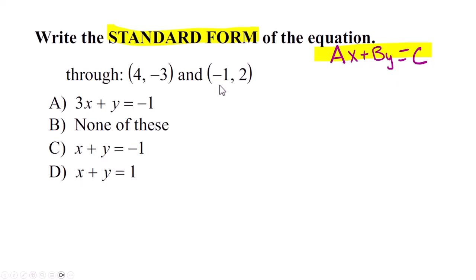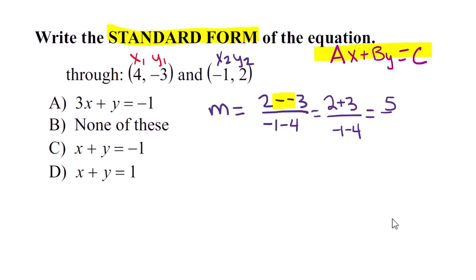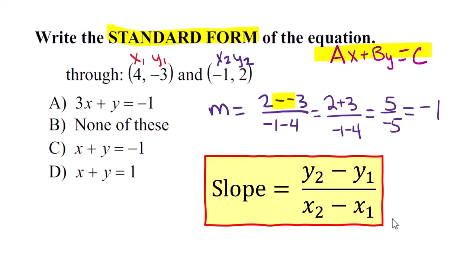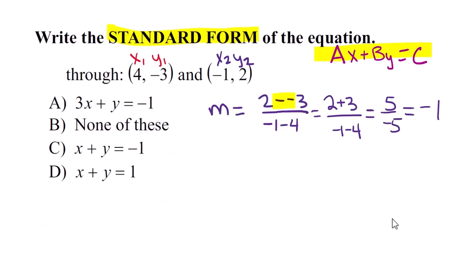I have to start with slope, use point slope form first to get some kind of an equation, and then I'll move that equation around with algebra to make it look like this. So starting with slope, x1, y1, x2, y2, pull out the slope formula, take care of the double negatives, and there we have our slope is -1.